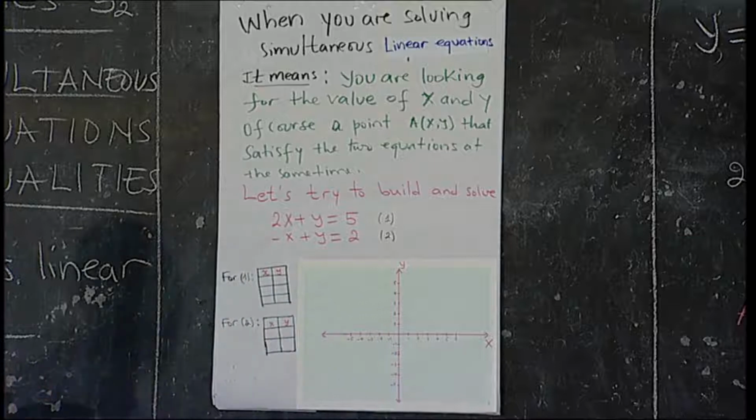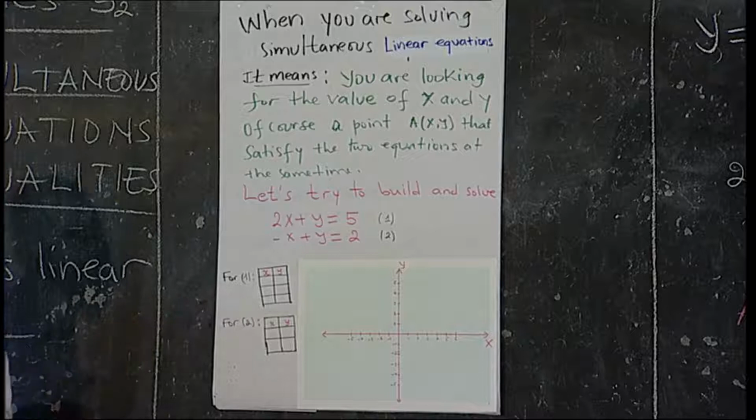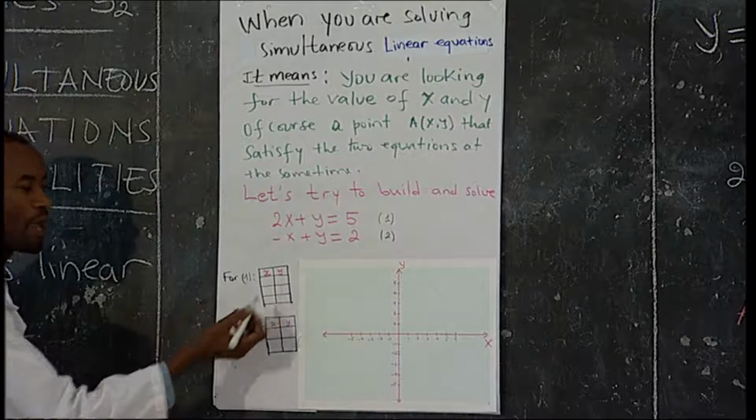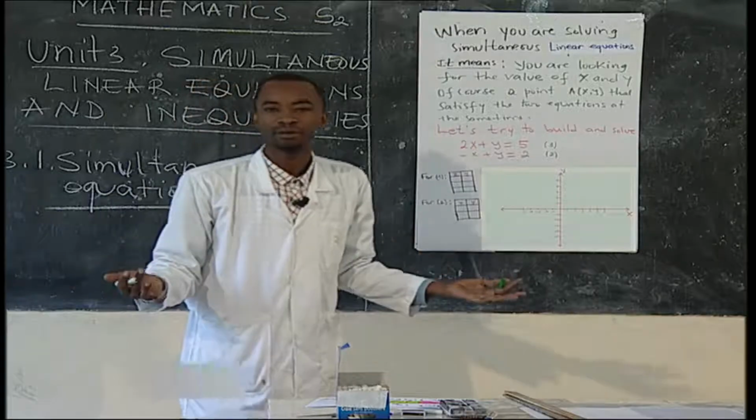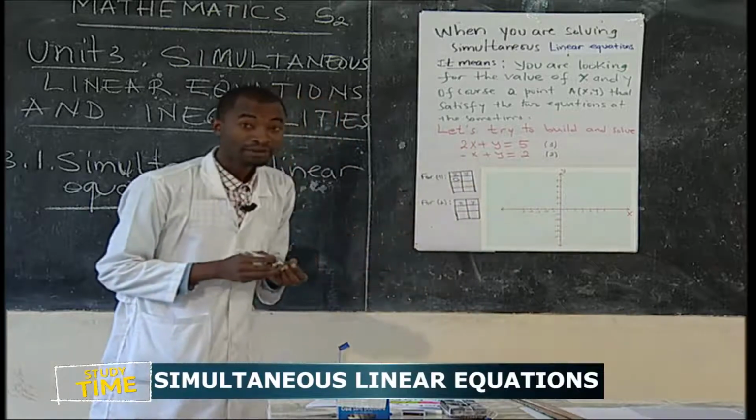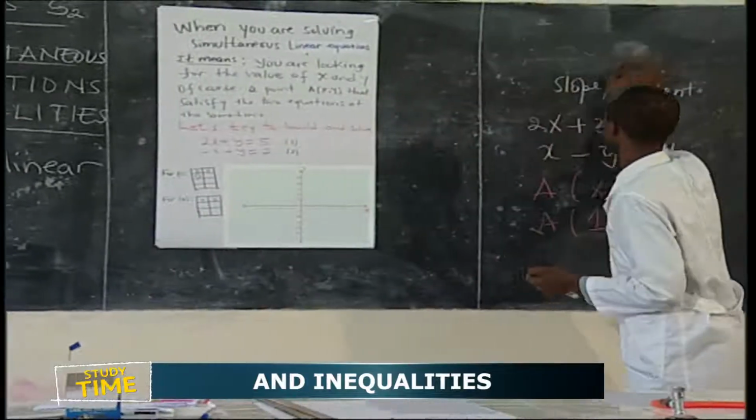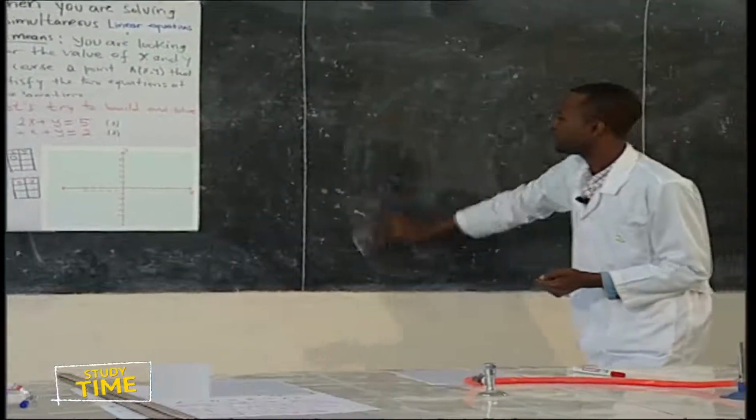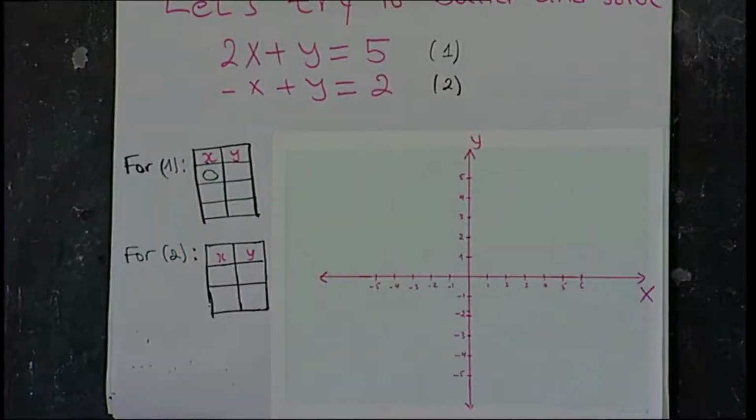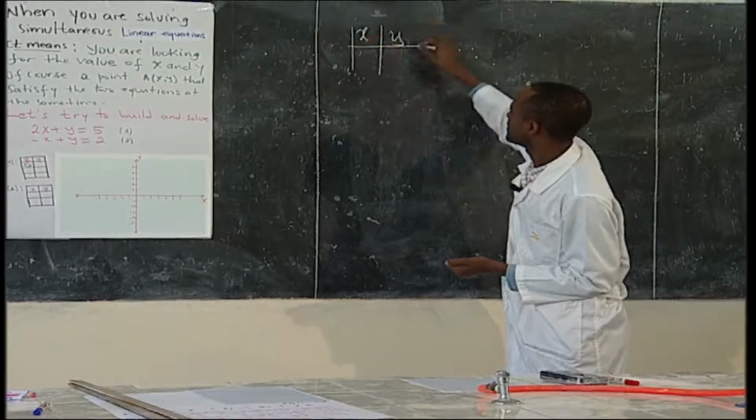Remember I told you every point needs the coordinates. When you are looking for the coordinates, you need to use these tables. We have the value of x and the value of y. You give yourself some values. Let's say x is equal to 0. We are going to look for the coordinates of the point that will help us to locate our line on a graph paper. We have now x and y.